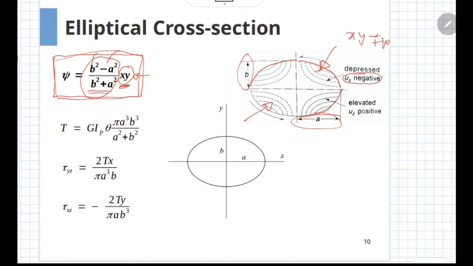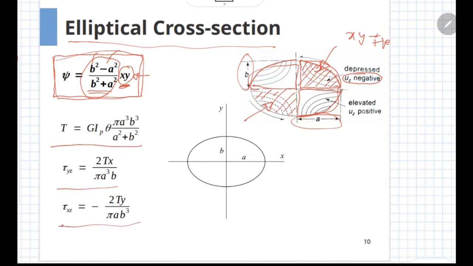That is, they will move along the positive z axis in these quadrants, and in the other two quadrants the cross sections will move in the negative z direction. So that is the nature of warping function for elliptical cross section. The expression for the torque and the expression for the shear stresses are as shown here, and it can be proved that the maximum shear stress occurs along the minor axis of the elliptical cross section.